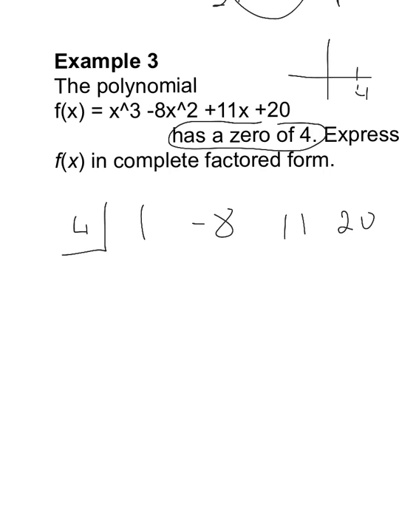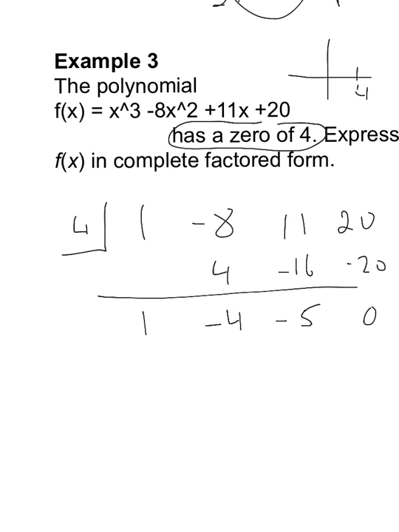And now let's think about what we learned in section 4.3, synthetic division. So 1, you bring it down, and 1 times 4 is equal to 4. Negative 8 plus 4 is negative 4, and negative 4 times 4 is negative 16. 11 plus negative 16 is negative 5, and negative 5 times 4 is negative 20, so your remainder is technically 0, and that's what I want.